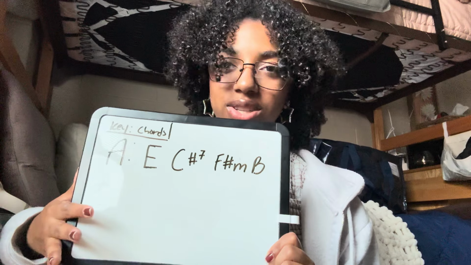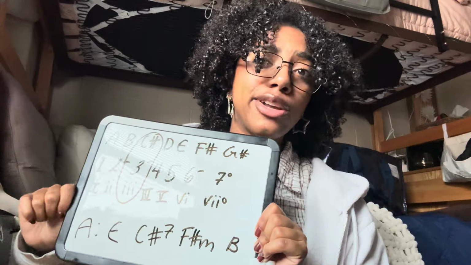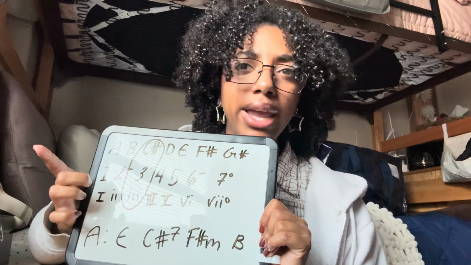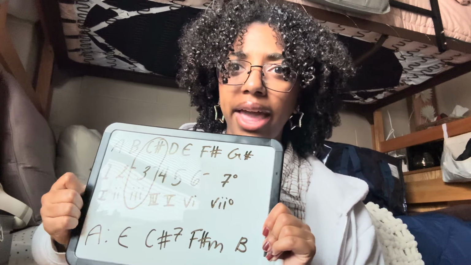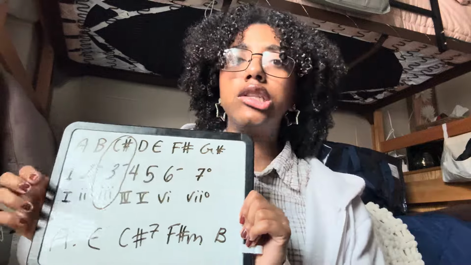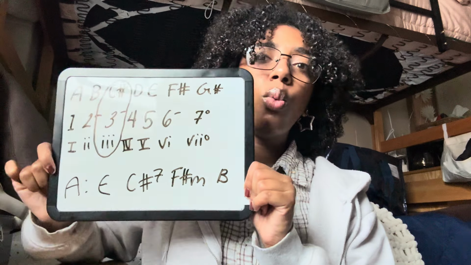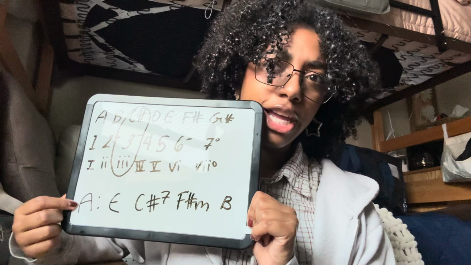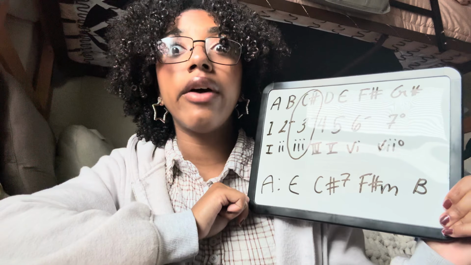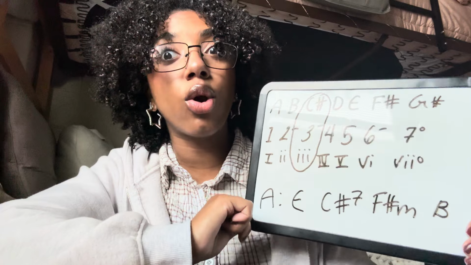But what is actually happening? I thought we just established that C sharp is the 3 minor in the key of A, and that E is the dominant 7th chord. So what the heck is going on down here? What's going on is we have a secondary dominant chord.